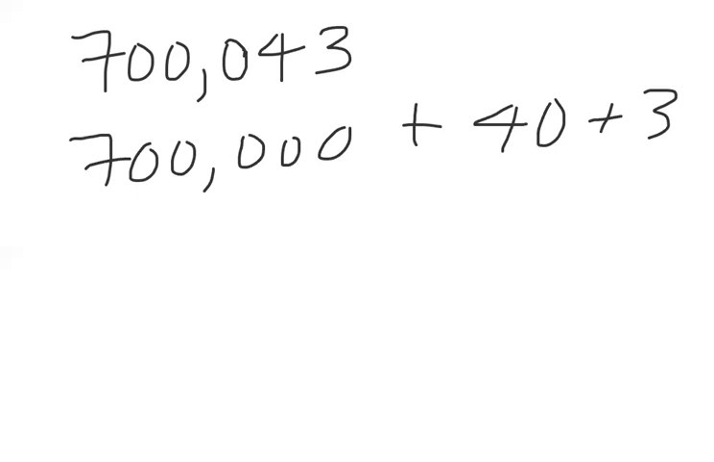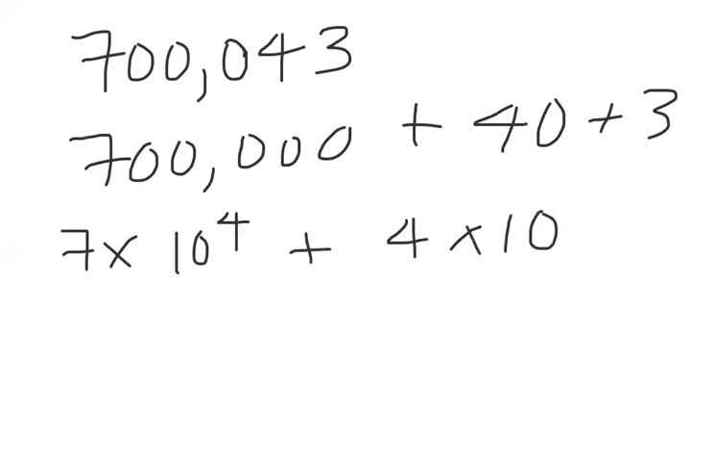So the 700,000 will be 7 times 10 to the 4th power. The 40 will be 4 times 10. And then the 3 will be 3 times 1. And you're done. Now, some of you are probably saying, well, what about the zeros? You don't have to worry about them. Why? Because when you multiply by 0, you get 0 right back. Anything multiplied by 0 is just 0. So you don't worry about it. Plain and simple.